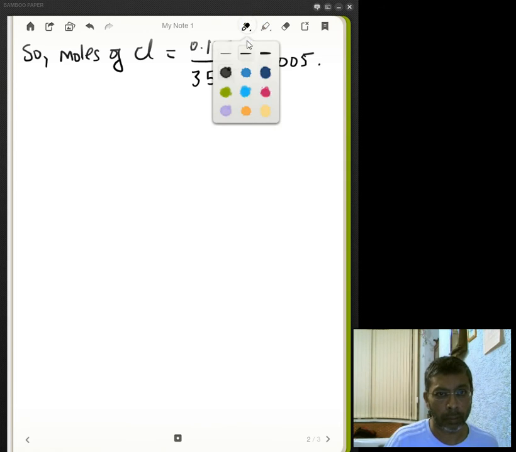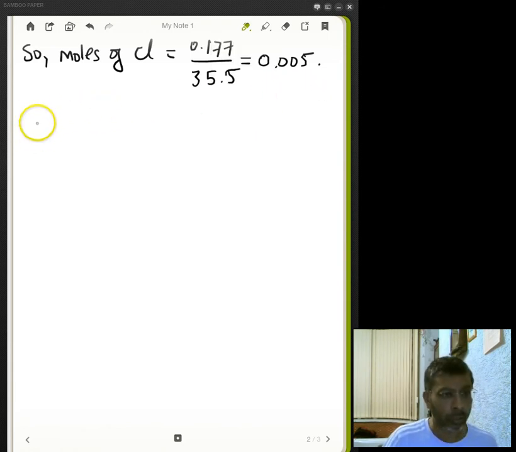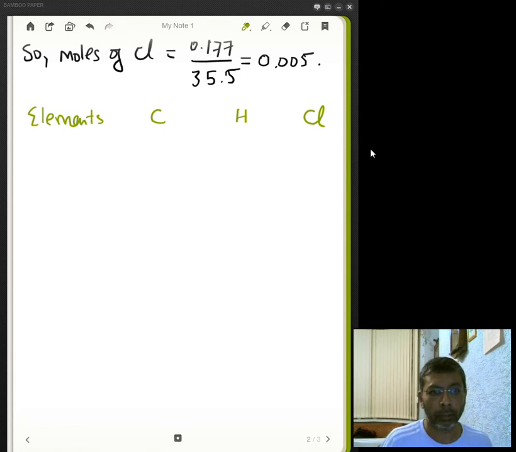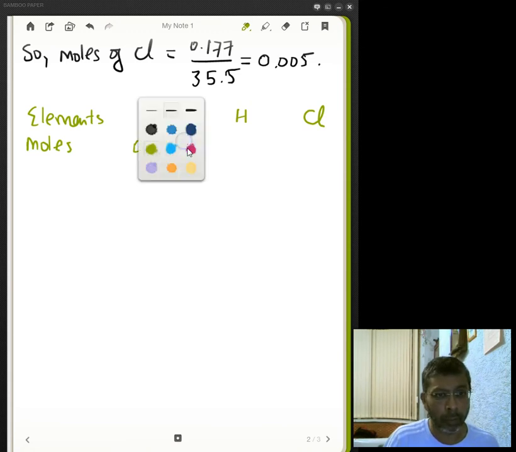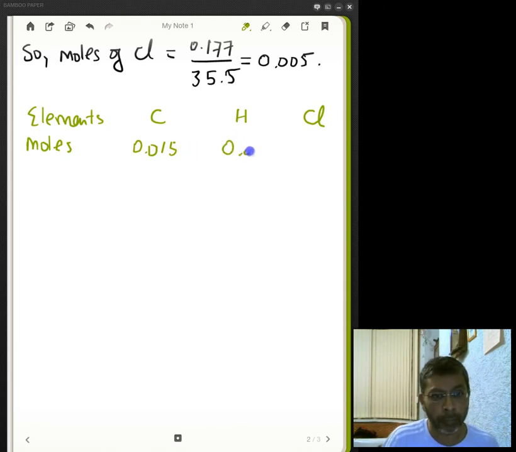So, let's use a different color. Let's use green. Okay. First, write down the elements: carbon, hydrogen, and chlorine. Be careful you don't put oxygen. All the questions that we've met so far have been with oxygen, but you can get chlorine, you can get sulfur, maybe nitrogen, so be aware. Right, next write down the moles of these. Moles of carbon, 0.015, moles of hydrogen, 0.01, moles of chlorine, 0.005.